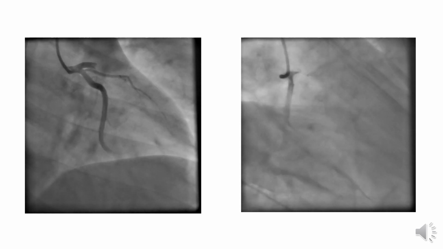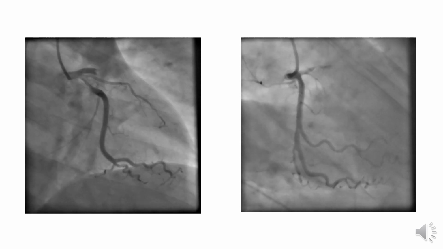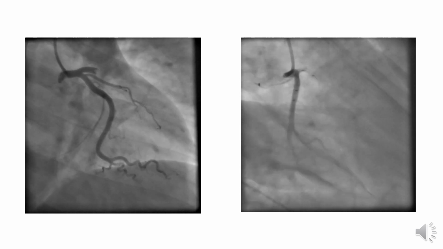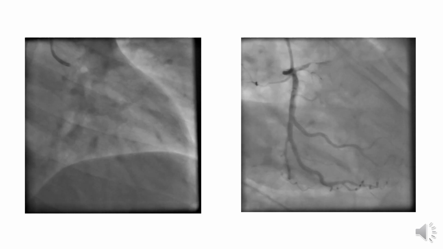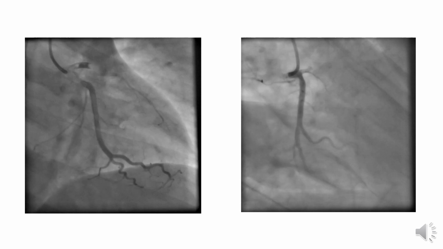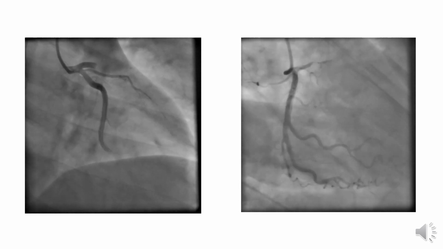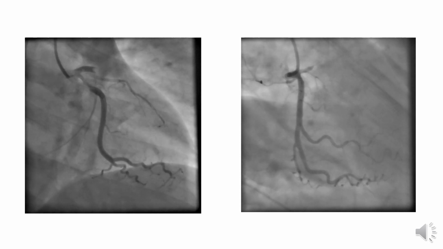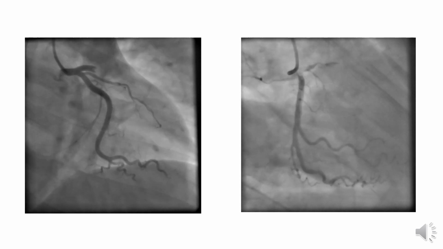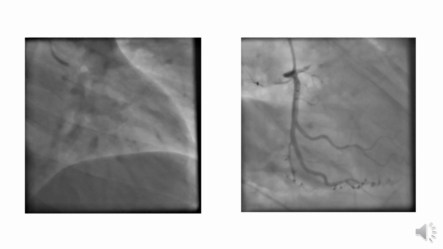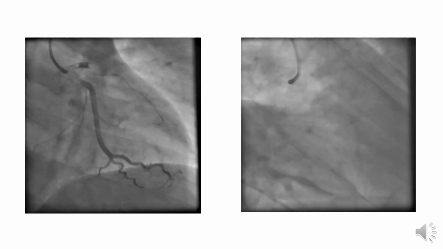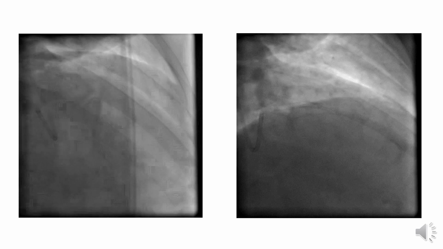As we discussed before, this view is the right caudal view. Here is the left main, and here is the circumflex artery. And this is the LAD showing proximal total thrombotic occlusion with no trickling of dye. So this is TIMI zero flow. In this picture there is a similar view, right caudal, but with a slight trickling of dye, not reaching beyond the mid segment of the vessel, so it might be TIMI 1.